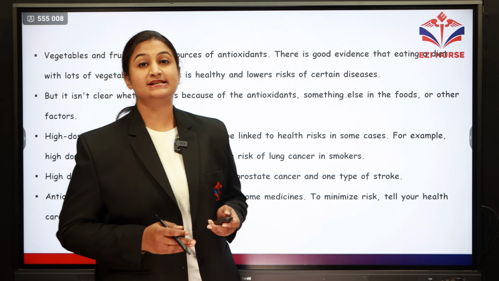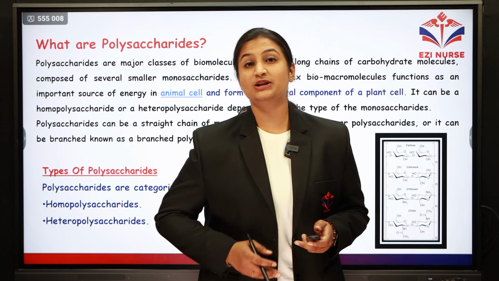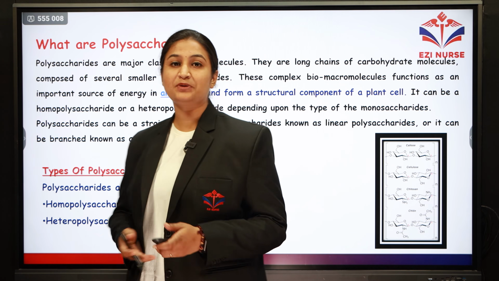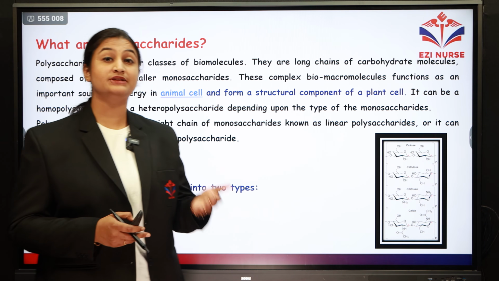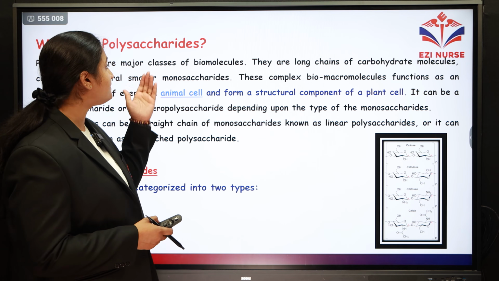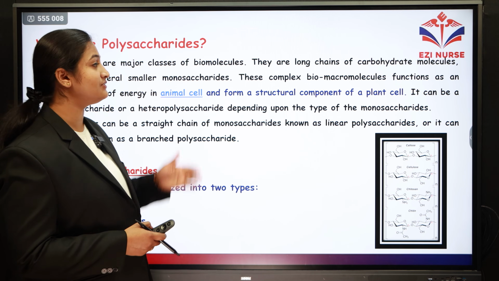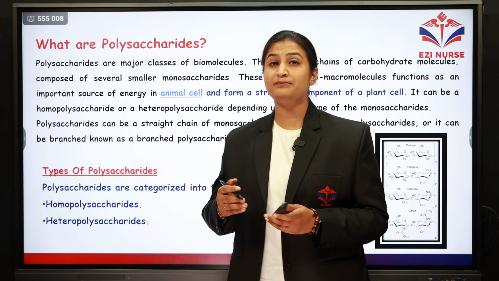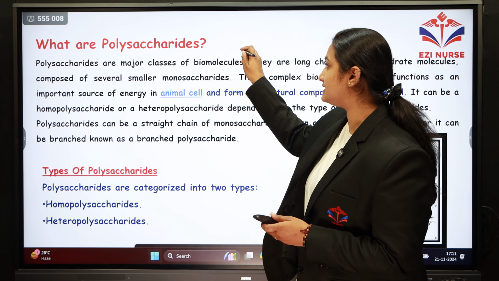Then the last question we are discussing here is about polysaccharides. So what are polysaccharides? There are a lot of things in polysaccharides, but whichever is important to you is given here. Polysaccharides are a major class of biomolecules. So this is your important key definition or key point that you can write at the start.